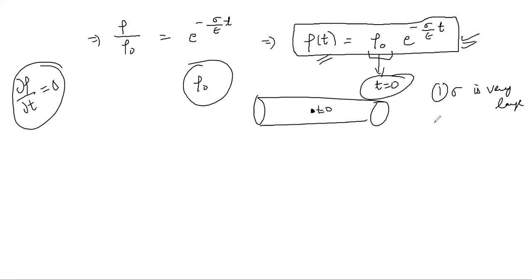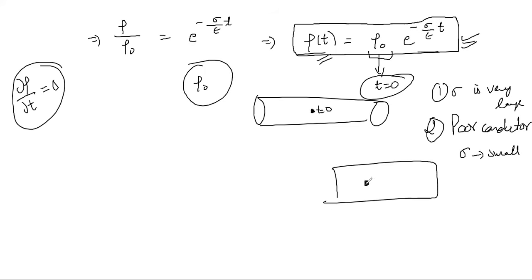On the other hand, if it's a poor conductor, then your sigma is going to be very small. If your sigma is very small, then this exponentially decaying function will decay very slowly. This means that if you have placed charge here, it will stay there for a very large amount of time and redistribute itself at a very, very slow rate, because this exponentially decaying function is going to be very slowly decaying. This is the case if the material is a poor conductor, because then your sigma is small.